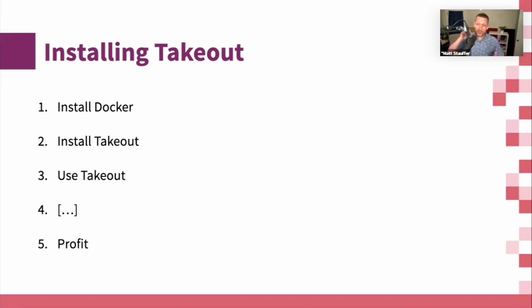So historically, what you do is go download the Postgres app. And now you have this Postgres app running all the time, because you don't really necessarily always install Postgres via Homebrew. It's kind of weird. Let's not worry about that right now. You're going to install Docker. You're going to install Takeout. You're going to use Takeout. Then you're going to profit.